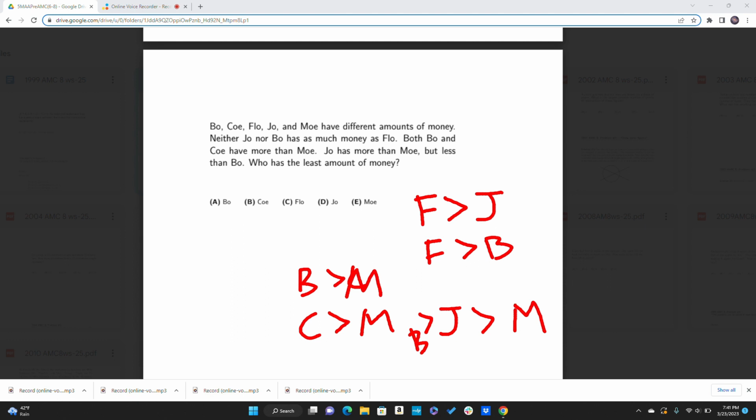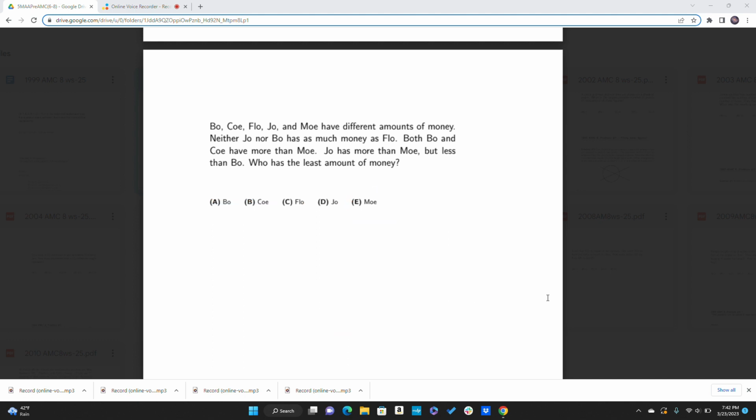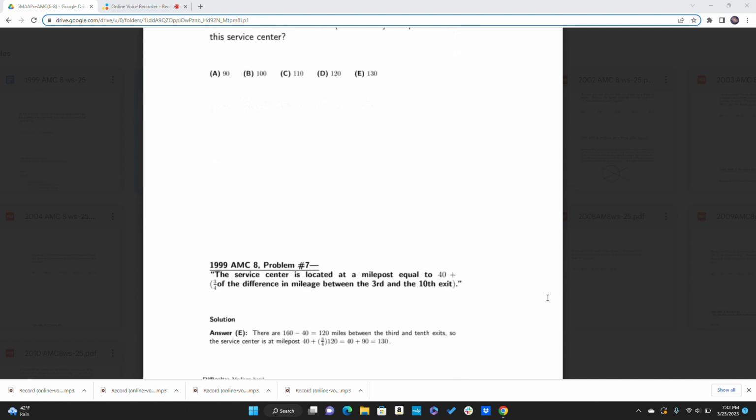All right. So let's try to make an equation. Well, process of elimination. So we know that Flo has more than Joe. So Flo can't have the least amount, right? We know that Bo has more than Mo. So Bo can't have the least amount. And Co has more than Mo. So that can't be it either. Also, Joe has more than Mo. So that means Joe doesn't have the least amount either. So that only leaves Mo to have the least amount of money. Okay. Moving on.